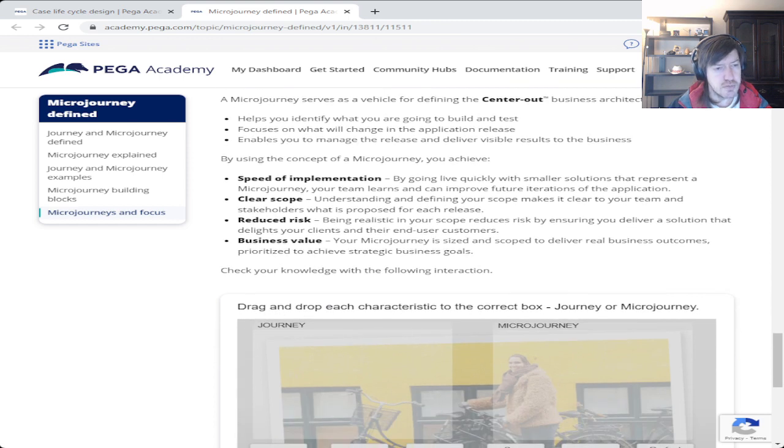Alright. By using the concept of a microjourney, you achieve speed of implementation by going live quickly with smaller solutions that represent a microjourney. Your team learns and can improve future iterations of the application. Clear scope. Understanding and defining your scope makes it clear to your team and stakeholders what is proposed for each release.